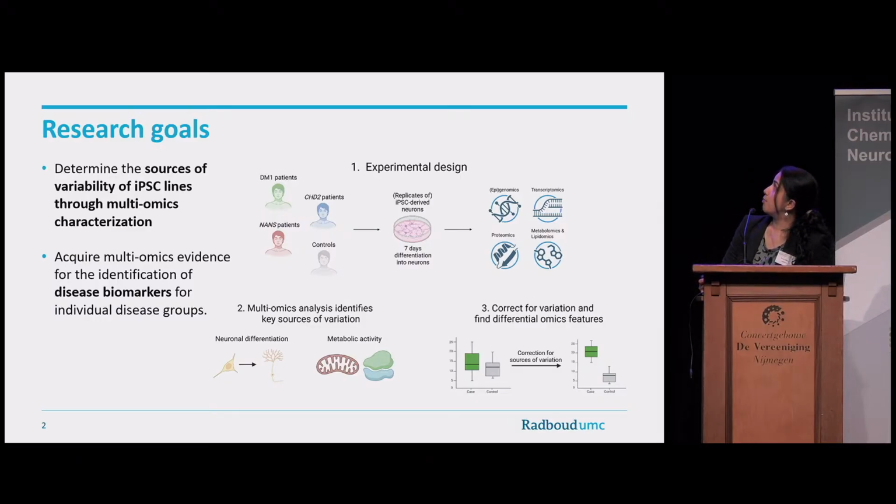For these patients, iPSC lines were available, and neurons were generated using these lines. Multiple omics layers were measured using these iPSC-derived neurons. Once that was done, we decided to perform multi-omics analysis to identify the key sources of variation. And the third goal was to correct for this variation and find differential omics markers.